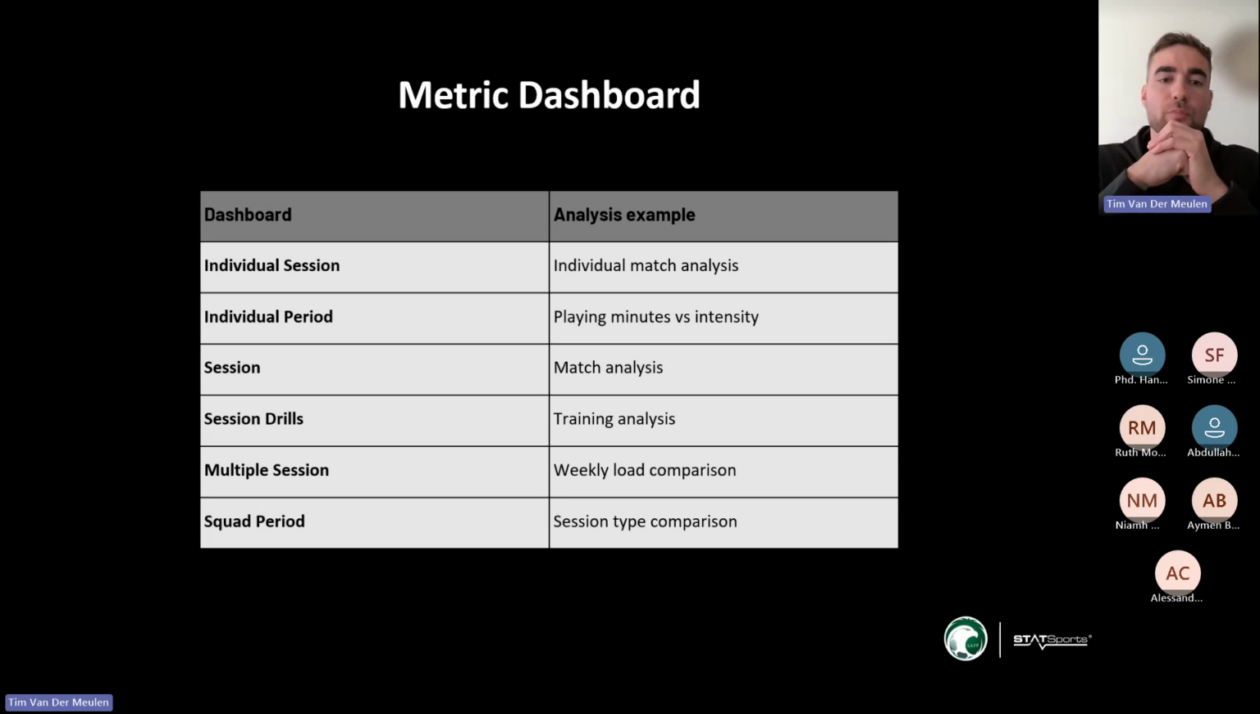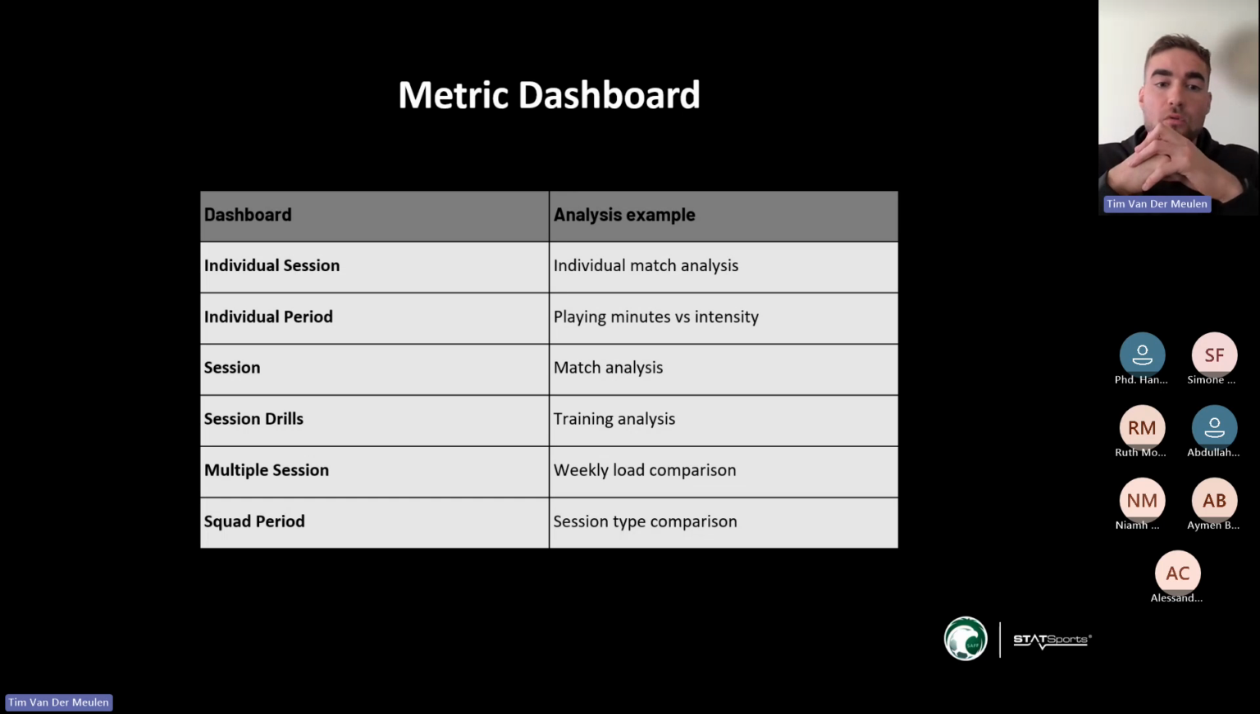Following with the individual period dashboards, where I will show two examples of playing minutes in matches versus the intensity in those matches. Next dashboard will be the session dashboard, providing an example about match analysis, but also giving the data, the physical output, more context. After that, I will show you an example of training analysis for the session drills dashboard.